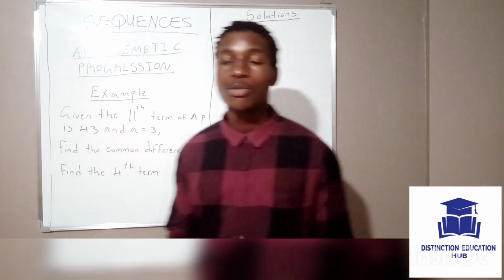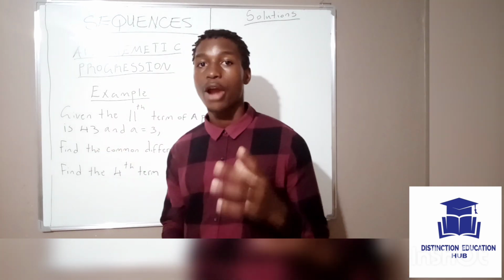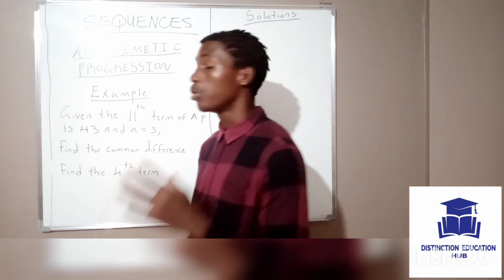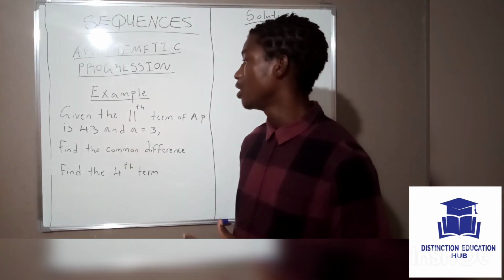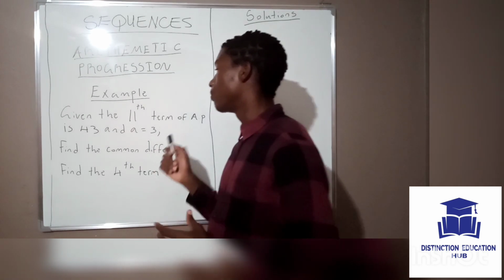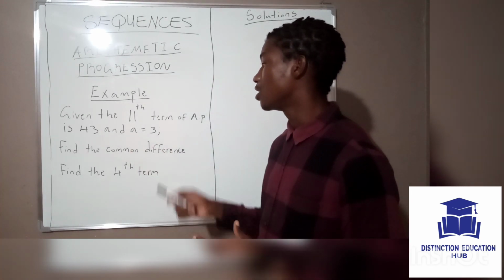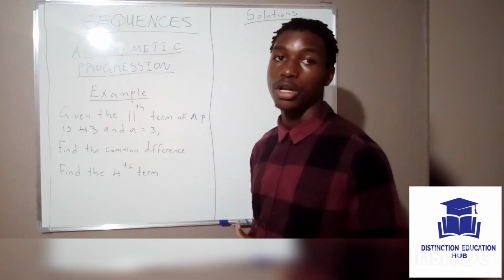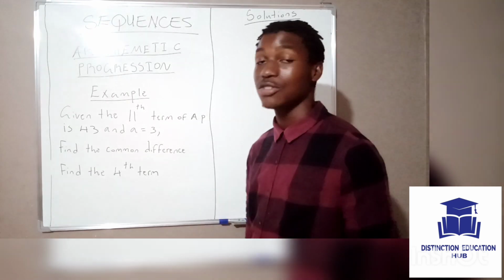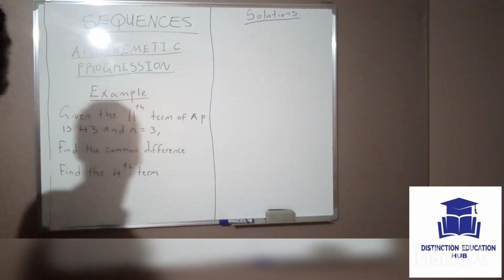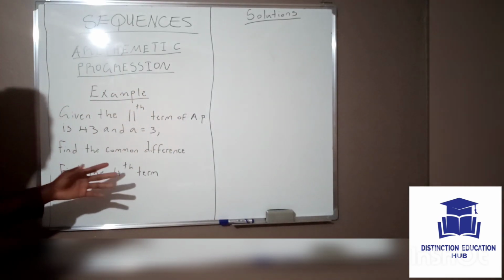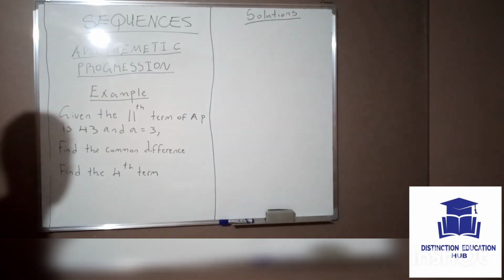In today's lesson of mathematics, we're going to be looking at arithmetic progression. Without wasting much of the time, we're going to look at an example. Given the 11th term of the AP is 43 and a is equal to 3. Remember we said a stands for the first term. They want us to find the common difference and the fourth term.